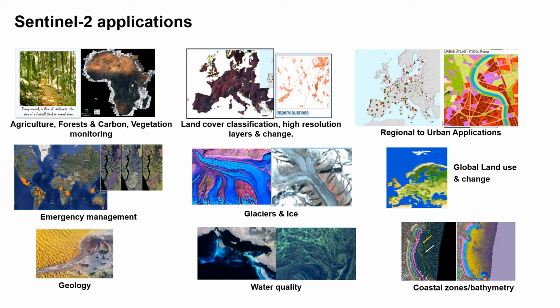Sentinel-2 data can be used for various applications like land cover classification, agriculture and forest vegetation monitoring, water quality, coastal zone and bathymetry, regional to urban application, geology and many others.